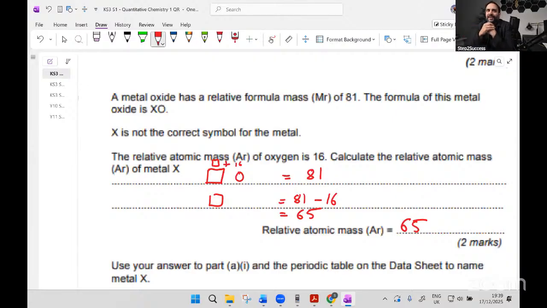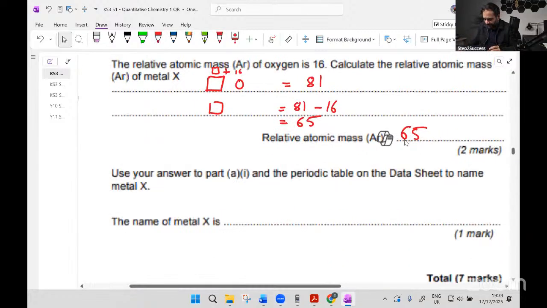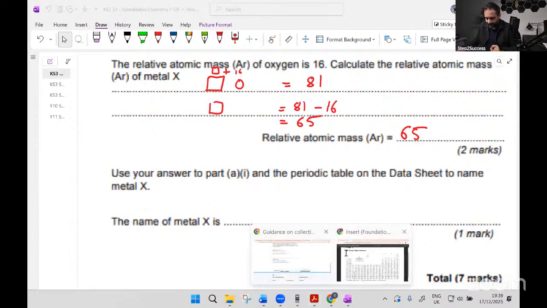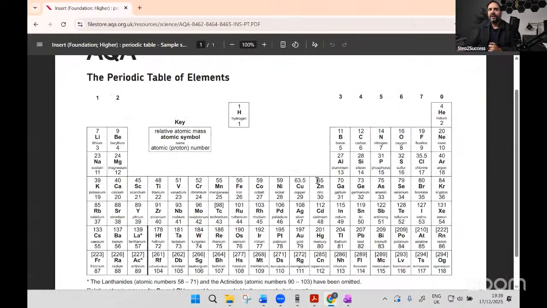And then it says, use your answer and the periodic table to name metal X. So what we need to do is find the element which has a mass number of 65. On this periodic table, those numbers are at the top. You find 65, and it is zinc.